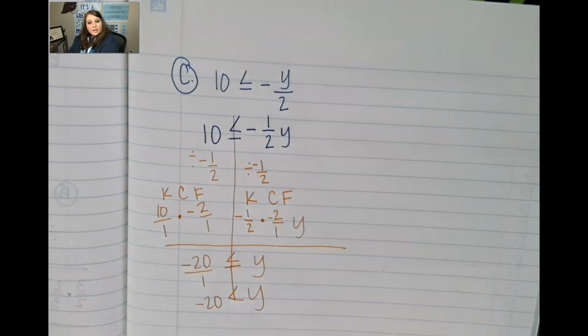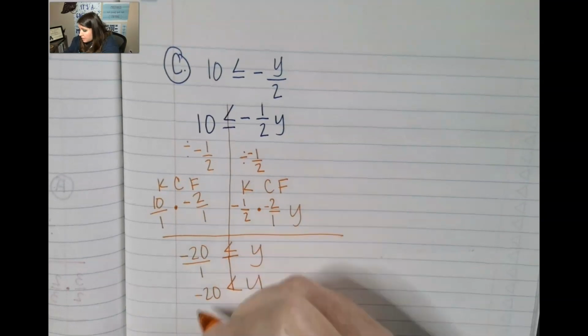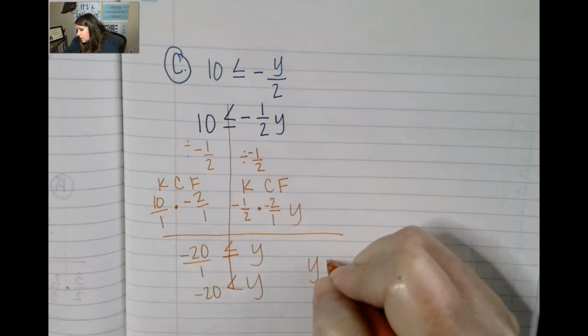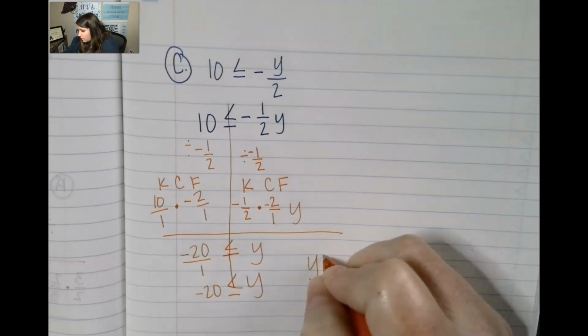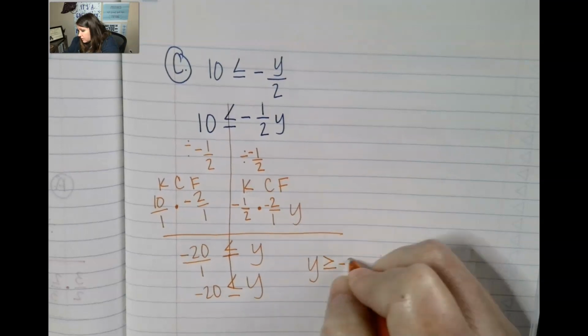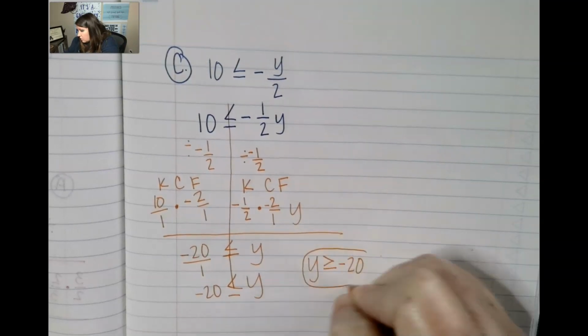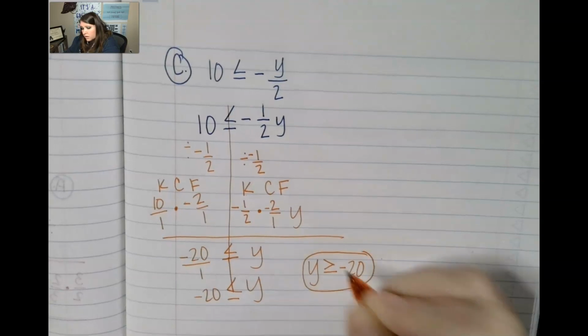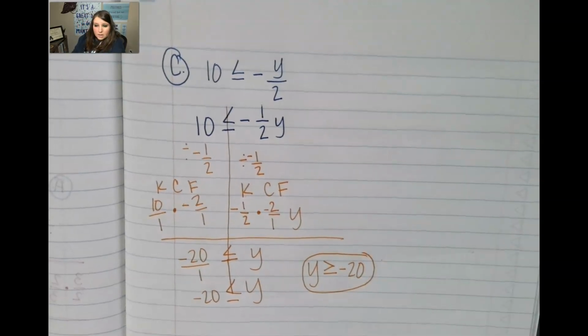Okay, we want the letters on the left. So letter on the left. So this is really like saying everything is backwards, negative 20. Y is greater than or equal to negative 20.